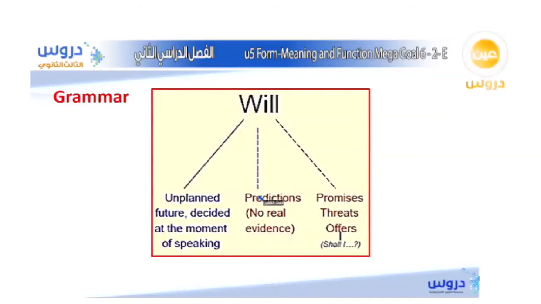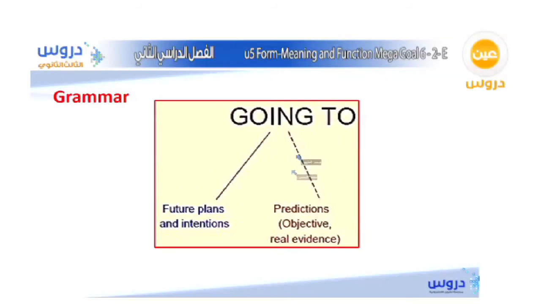If someone asks you what's the difference between will and going to, if you are talking about prediction, this answer is for you, but you are not required to know it here in this book. If there is no real evidence, we use will. If there is evidence, objective or real evidence, we use going to. But we will not stick to this kind of instructions.